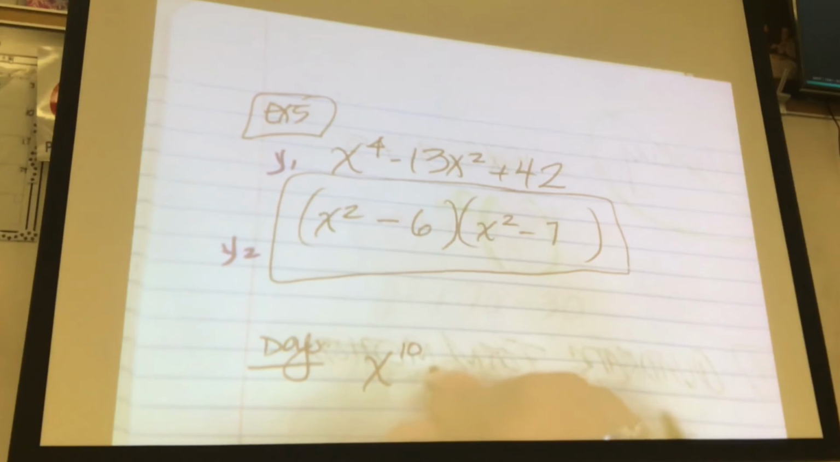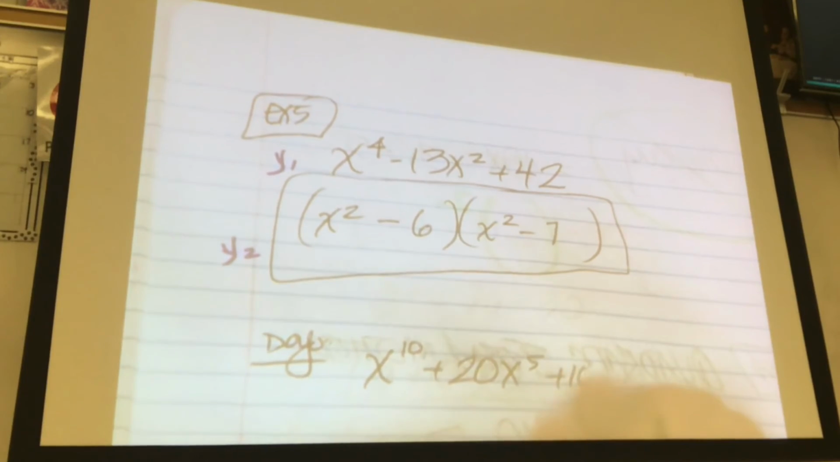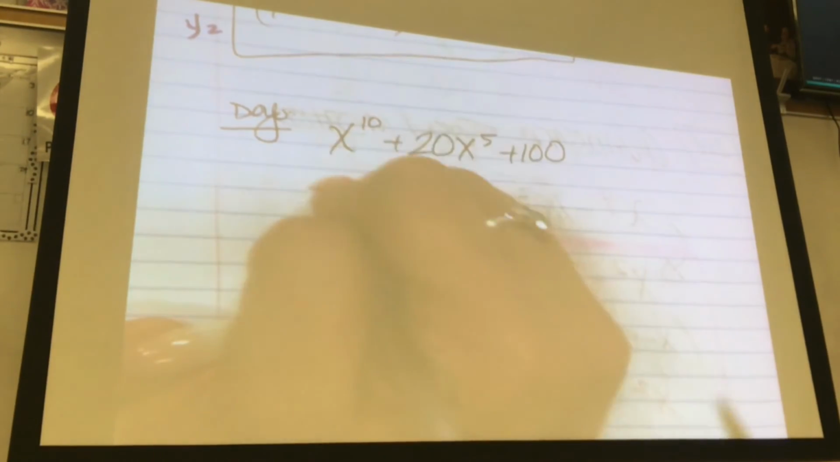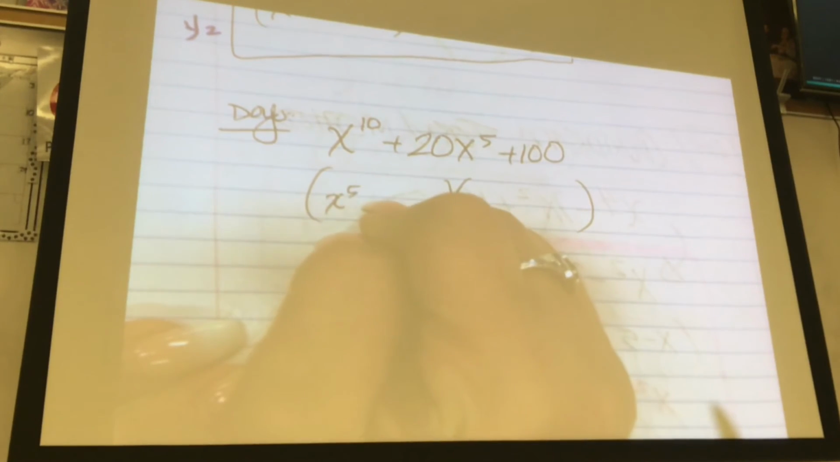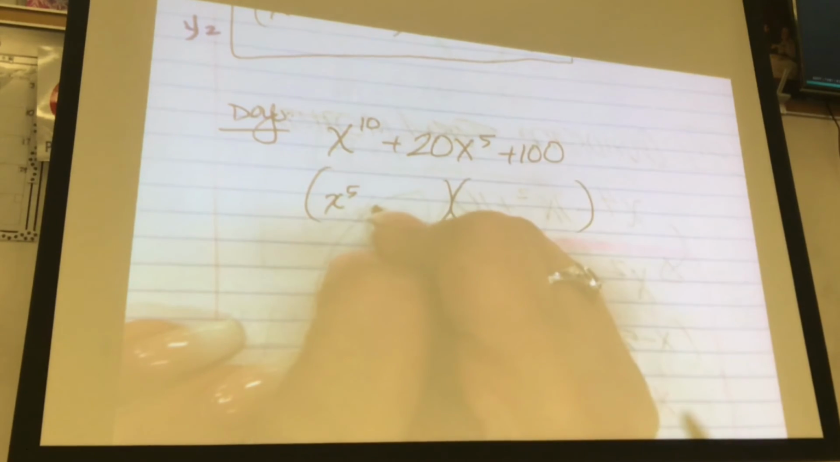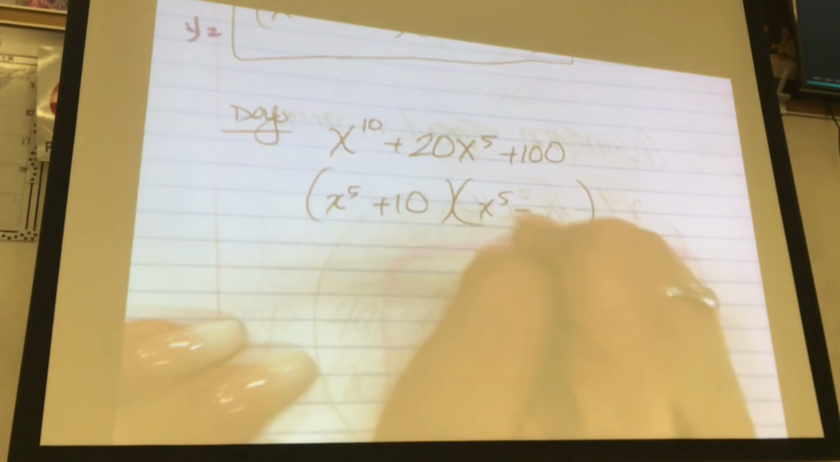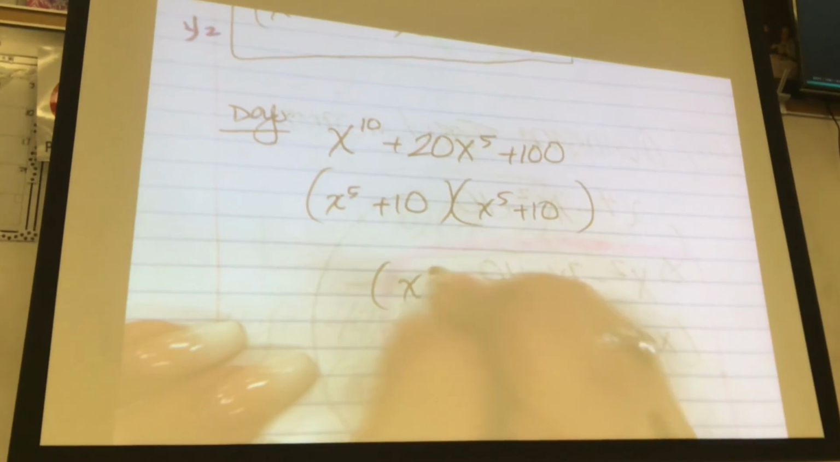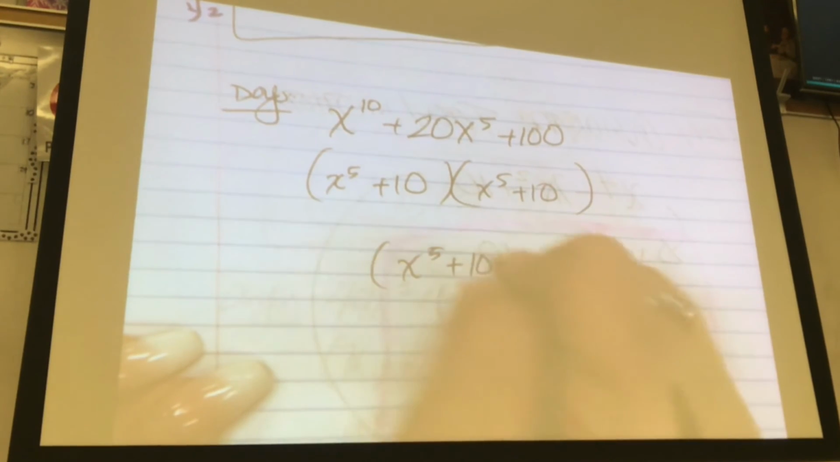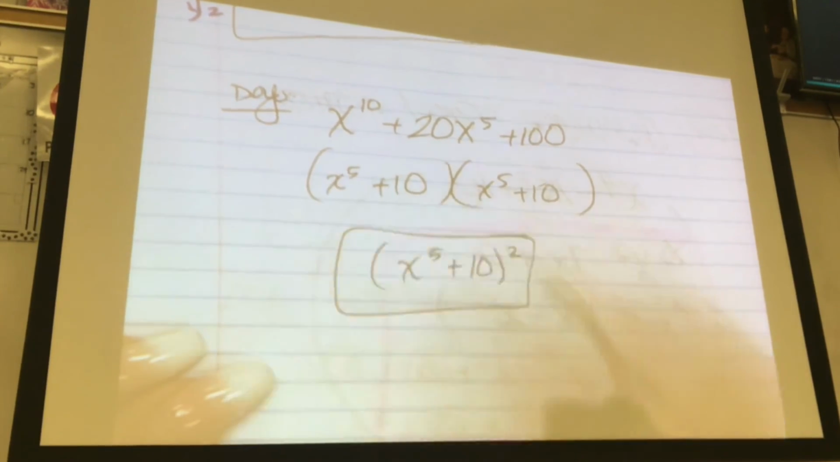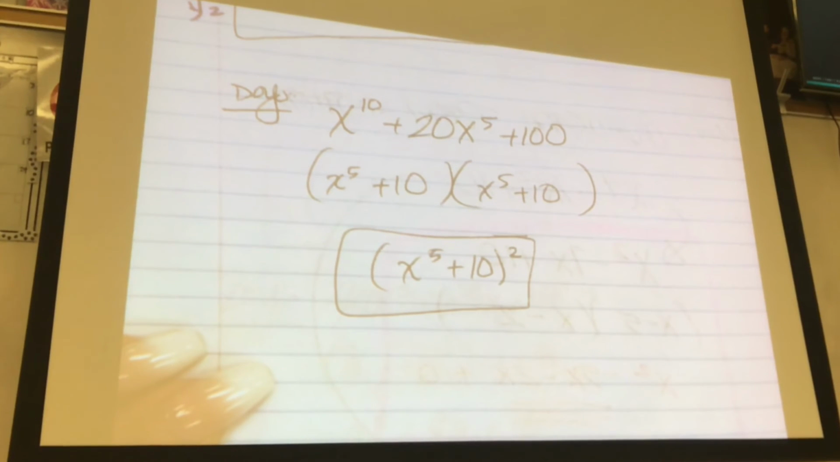X to the 10th plus 20x to the 5th plus 100. Michaela, what did your group get? Plus what? And then? What were you just saying is your answer? Go ahead, Viv. You had it right. Very good. What do you guys think?